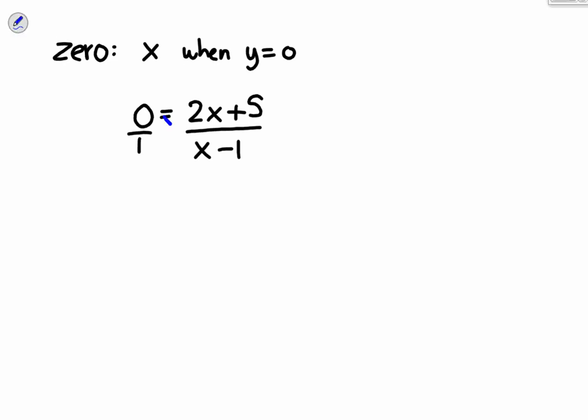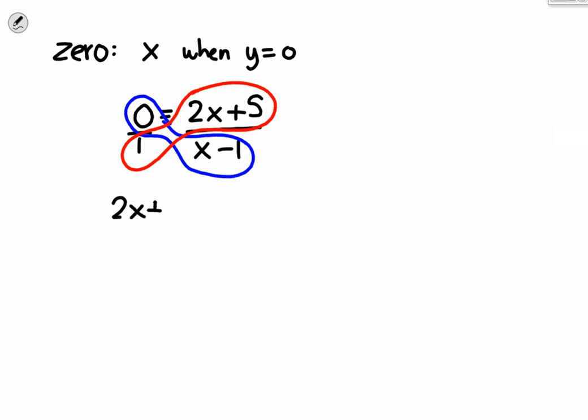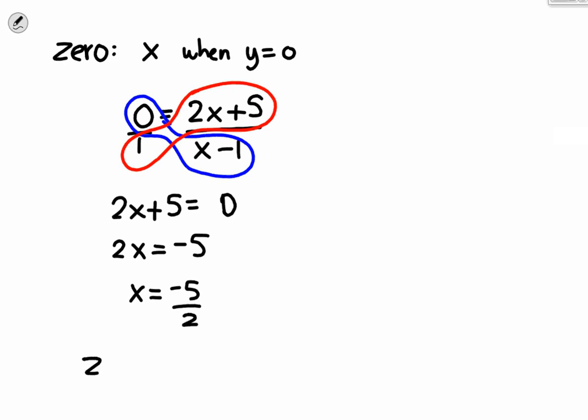The easiest way to solve this would be to do this times this is equal to this times this. So that's going to give me 2x plus 5 is equal to 0, because 0 times x minus 1 is 0. So then 2x is equal to negative 5, and we get that our x is negative 5 over 2. So that means our 0 is negative 5 over 2.